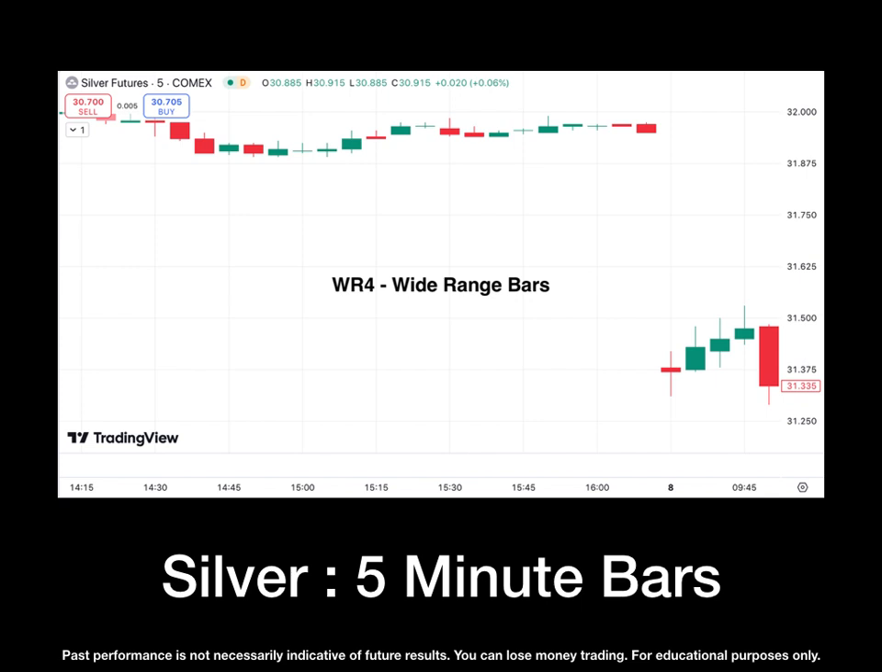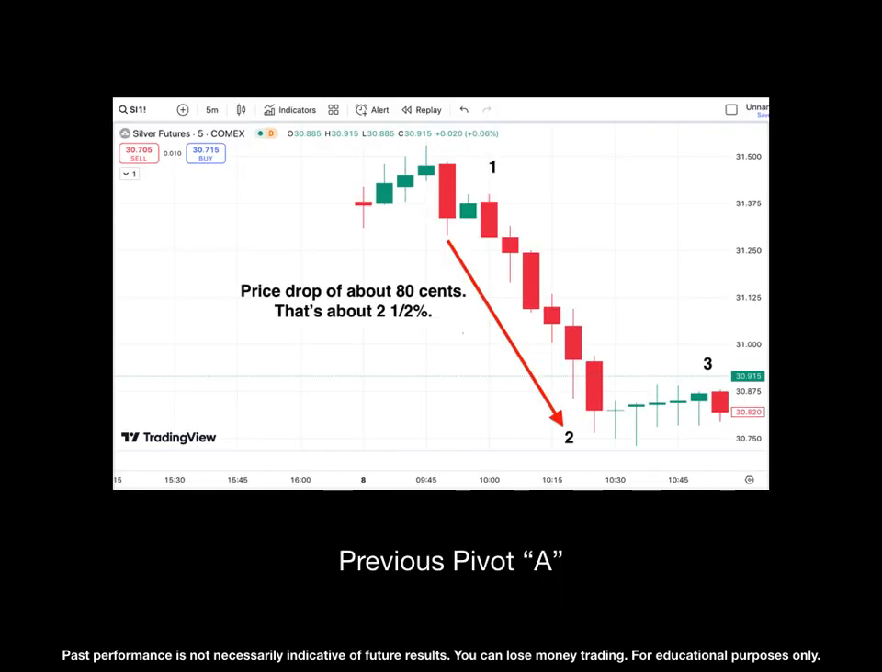The previous 4 bars. This is a sign of major selling, and that to me means probably more selling is to come. And that's exactly what happened. From the close of that first wide range down bar, silver dropped about 80 cents from 0.1 to 0.2 on the chart. That's a huge move of about 2.5% in the silver market.